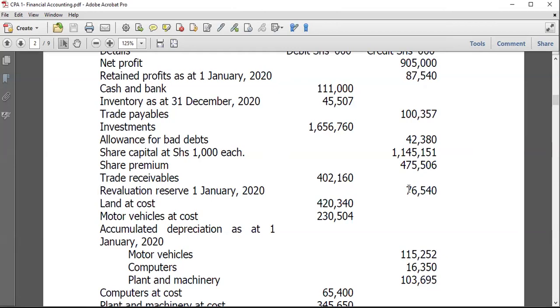So the revaluation reserve we'll keep in our books, and as you can see, it has a normal credit balance because every time we are revaluing our assets, let's say we are debiting our assets and then crediting the revaluation reserve.